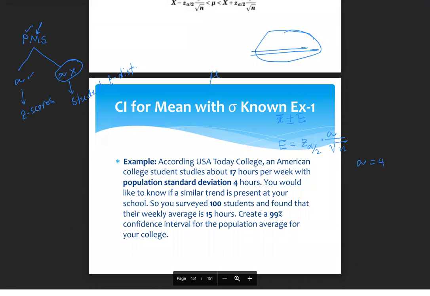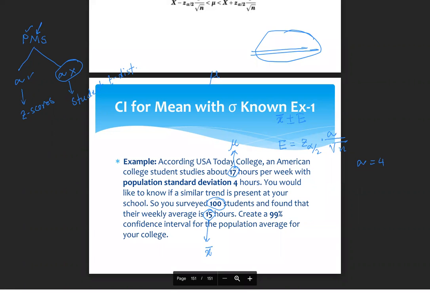So you surveyed 100 students and found that their average is 15 hours. This 15 hours, you have to remember, that's X bar. And this 17 hours that you have to remember, that's mu. So these two numbers people get confused with. Create a 99% confidence interval for the population average for your college.